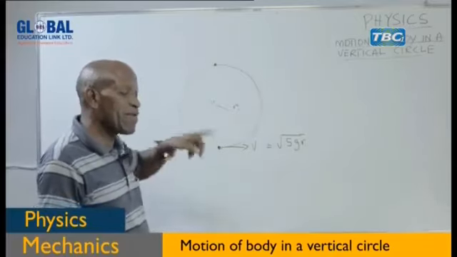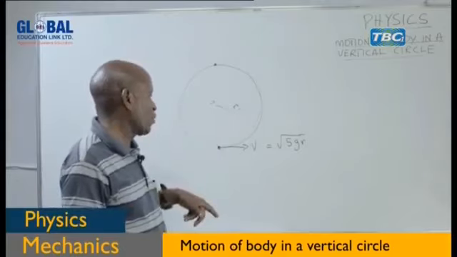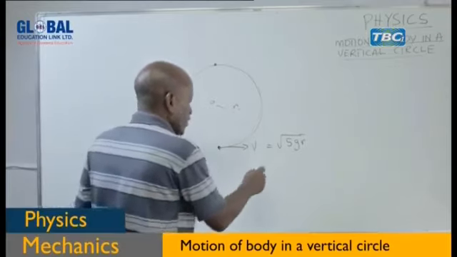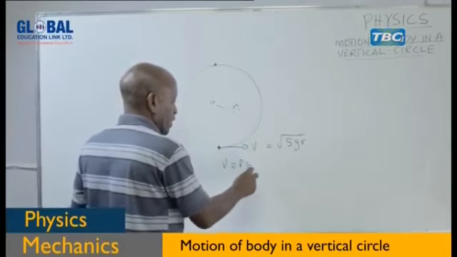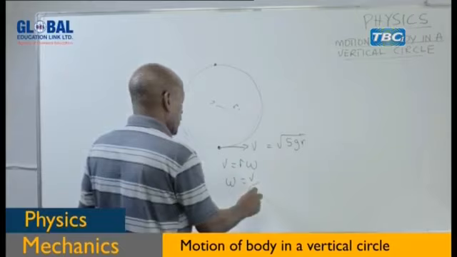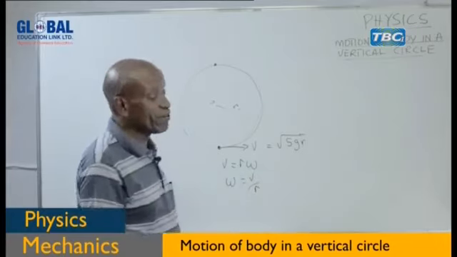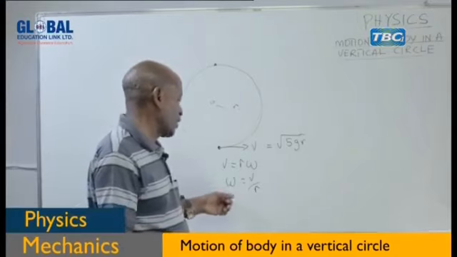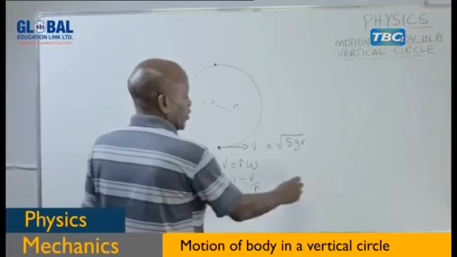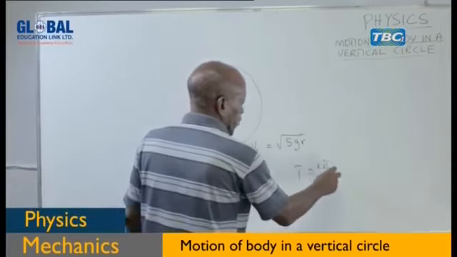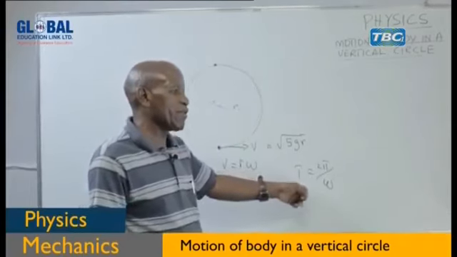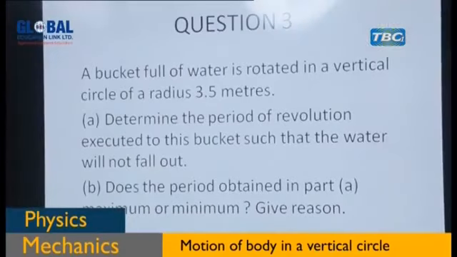Why? Because this is the minimum velocity at which this bucket will be able to pass at the bottom. Upon using this, you know that v is equal to r omega. So the angular velocity omega is equal to v over r. If you proceed from there, you can obtain the value of omega in radians per second. But you all know that the period T is equal to 2 pi over omega. So from there, you can determine the period of revolution, this period T.